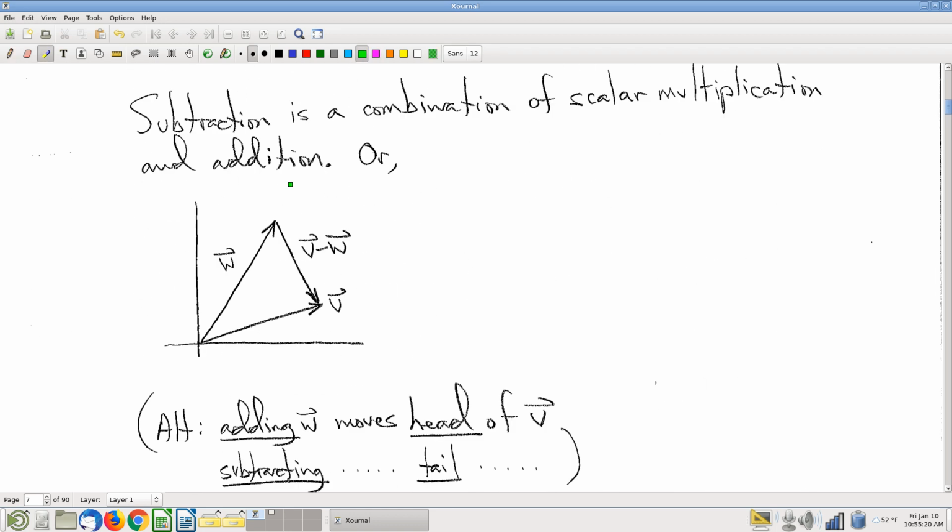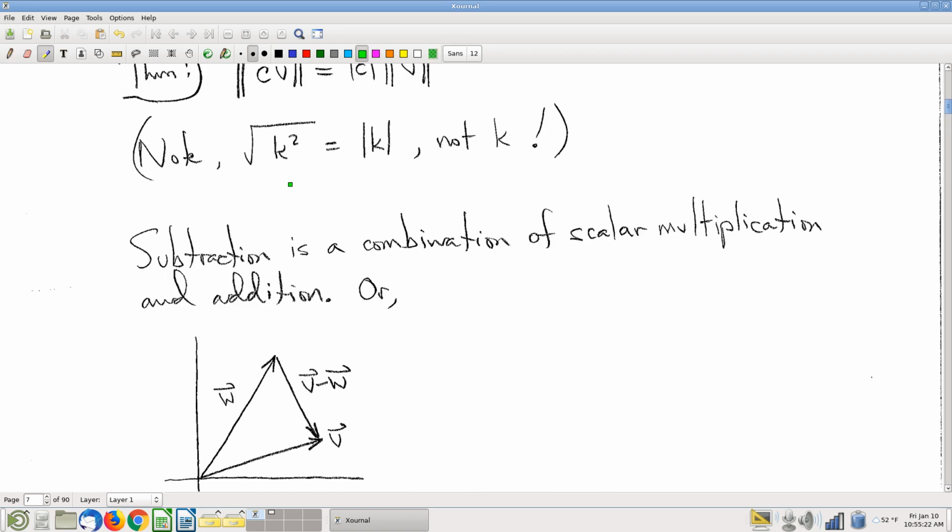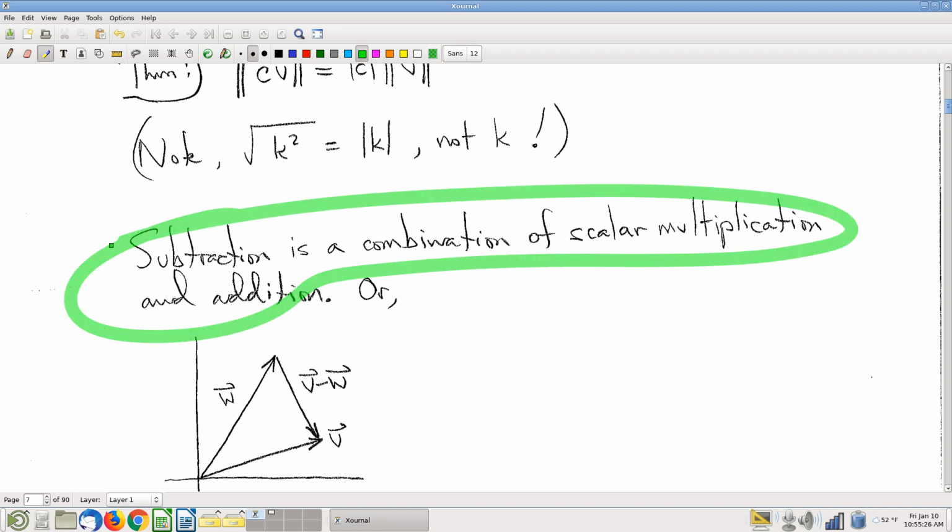All right. Okay, how do you subtract 2 vectors? Subtraction is a combination of addition and scalar multiplication. We already have a definition of addition. We already have a definition of scalar multiplication. So subtraction is already defined for us, whether we like it or not. Good news, we do like it, but it is already defined for us.